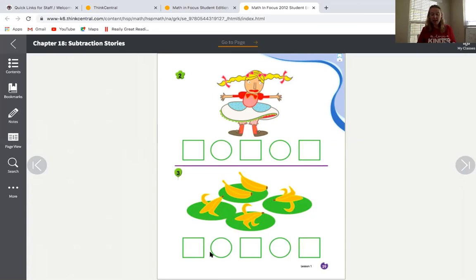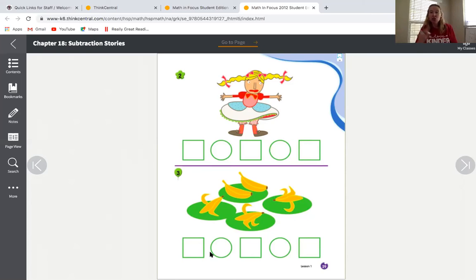This is what you should have written. 5 minus 3 equals, I drew 5 circles, and I'm going to cross out 3, and how many are left? If you said 2, you got it right. 5 minus 3 equals 2. Great job, boys and girls.